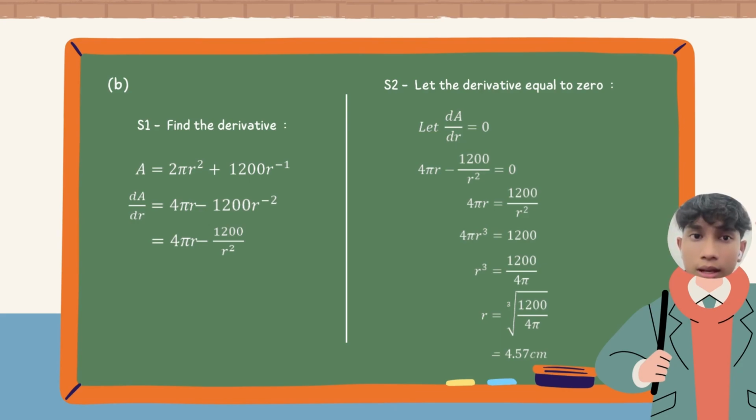Step 2. Let the derivative equal to 0, which gives us 4πr minus 1200 over r² equal to 0. After that, 4πr equals 1200 over r², then multiply 4πr by r², which gives us 4πr³ equals 1200. Next, move the 4π to the right, giving us r³ equals 1200 over 4π, giving us the chance to use the cube root for 1200 over 4π to cancel out the cube for r. As a result, r equals 4.57 centimeters.